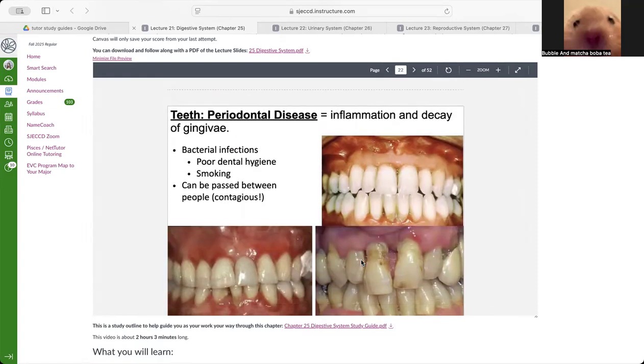And there is periodontal disease. This is the inflammation and decay of the gingiva. So this occurs when you have inflammation and decay, and it starts there and it can attack the enamel of your teeth. This is from bacterial infection, right? Why is this caused? Poor dental hygiene, smoking, and it can be passed between people. So it's very contagious. You can trade bacteria between your mouths and it can spread to the rest of your body and cause other diseases.